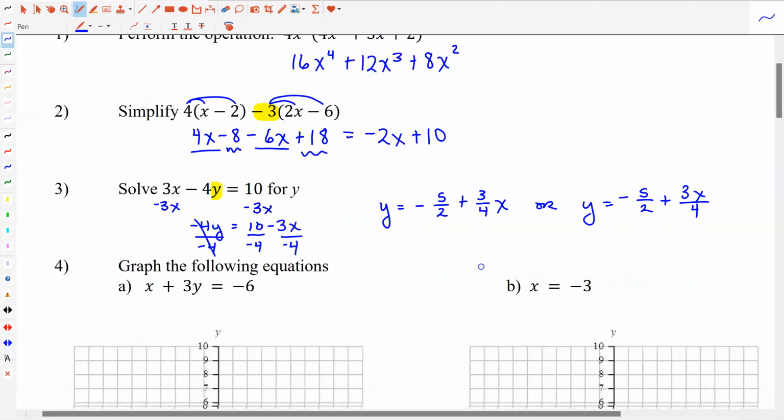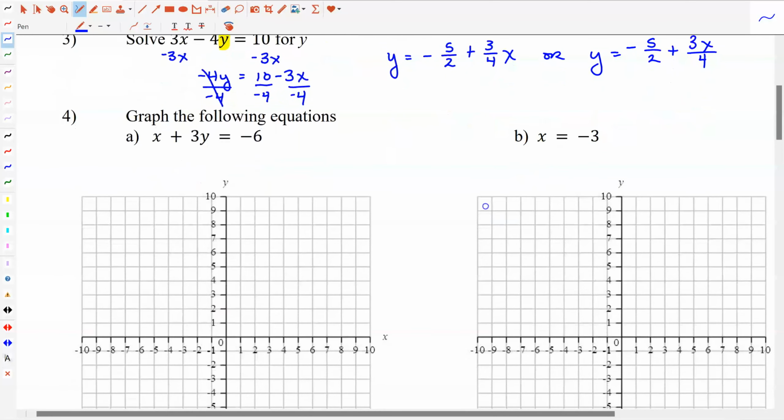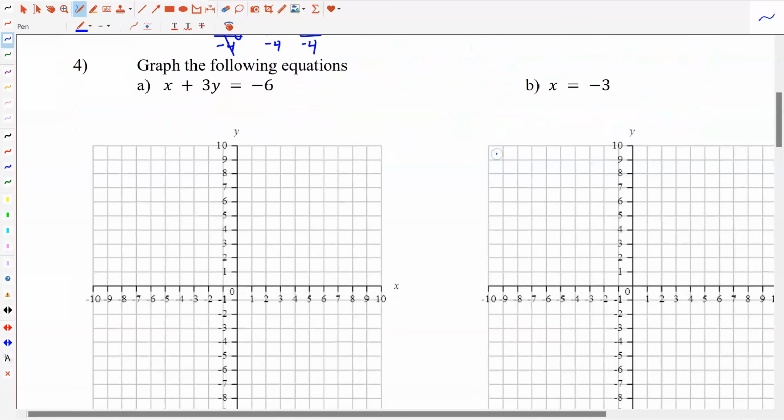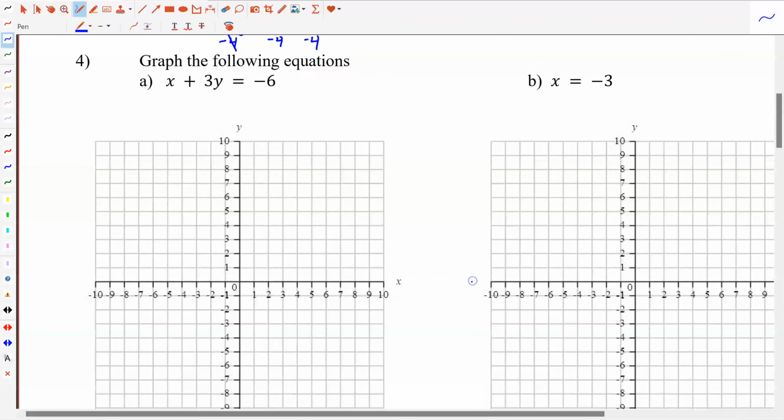And speaking about slope-intercept form and using it for graphing, the next questions will involve graphing. So the first equation I want to graph is x plus 3y is equal to -6. Now there's a couple different ways that I could go about graphing this equation. Basically, for any equation that you're given, if you want to find the graph of the equation, you can just find some ordered pair solutions.